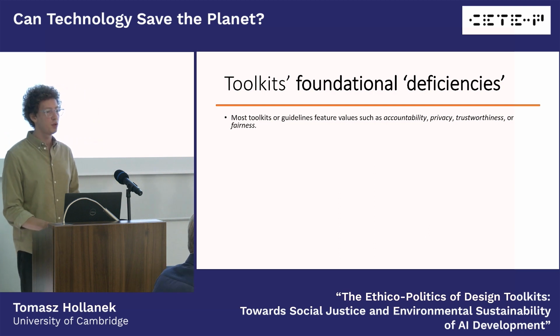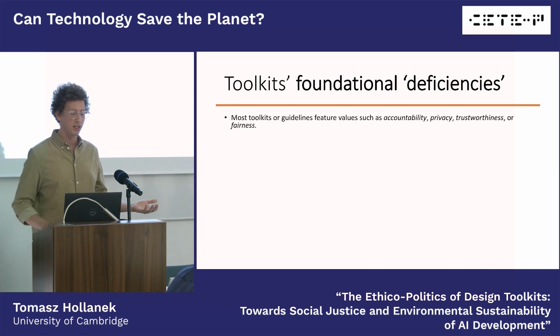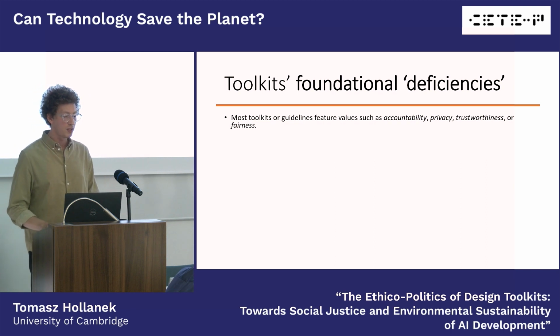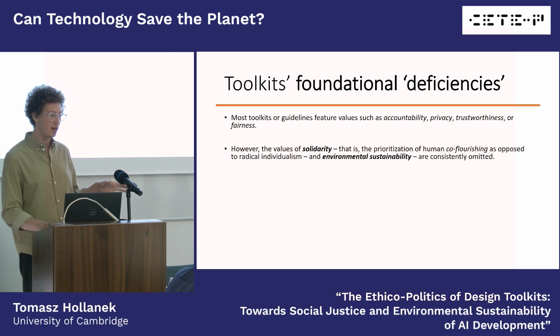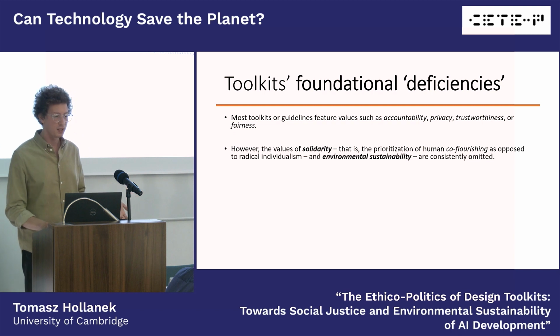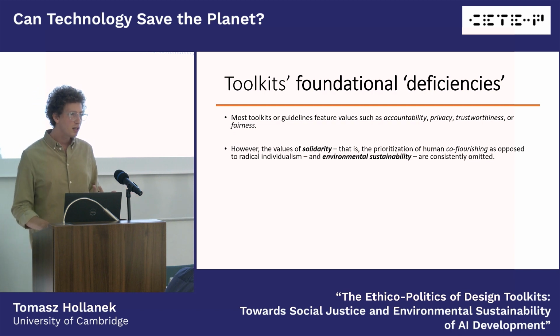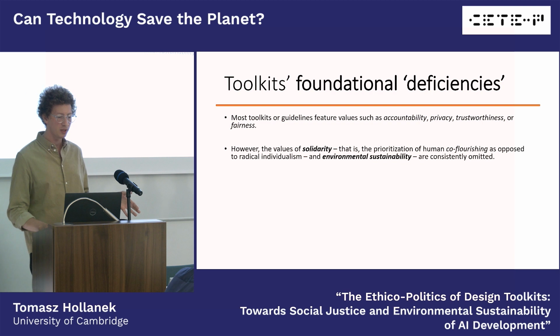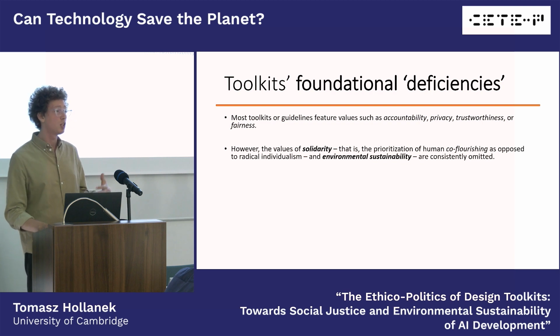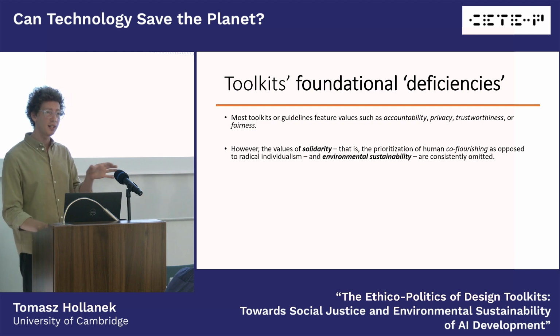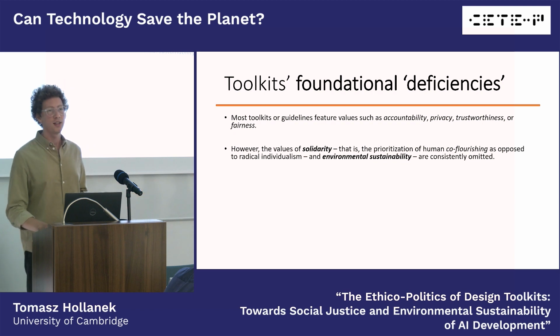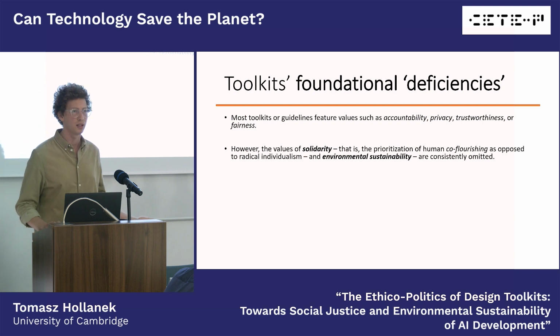The meta review points to the fact that most toolkits do identify values such as accountability, privacy, trustworthiness, or fairness as important ones to think about, but some values are quite simply missing. The value of solidarity, which can be expressed in different ways, pointing to the question of social justice, is completely omitted by most toolkits. The idea of human co-flourishing is an important one to guide the development of new technologies. And most importantly for us today, the question of environmental sustainability is almost entirely omitted from these various toolkits or tools.